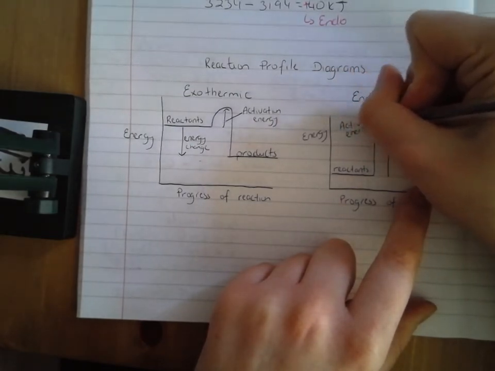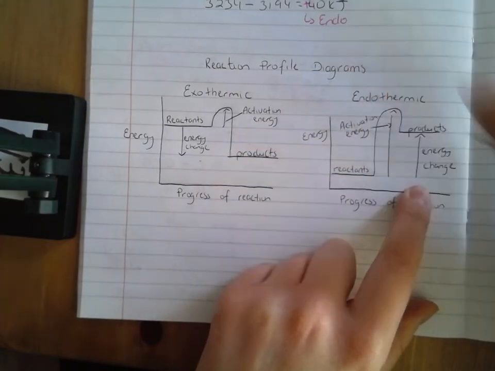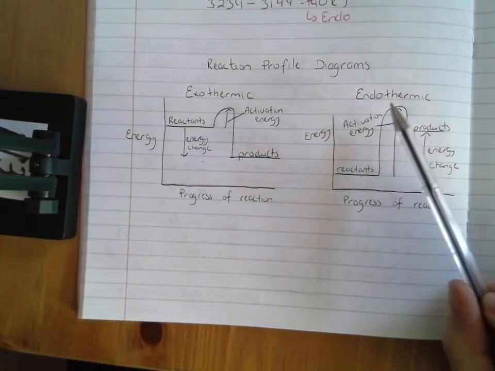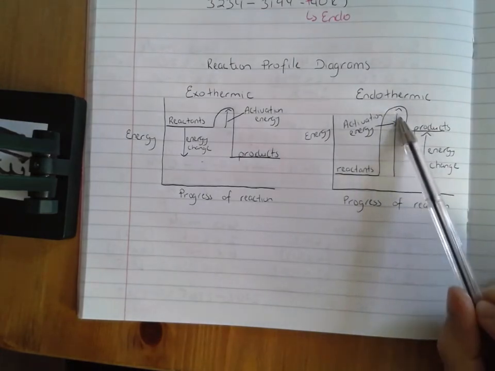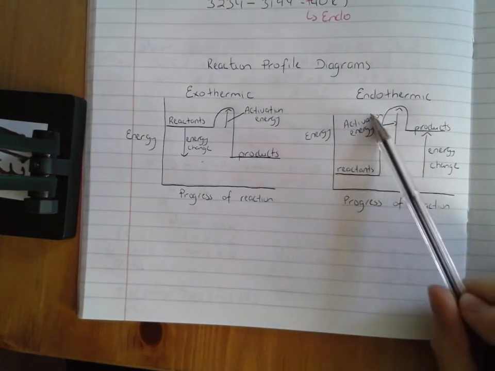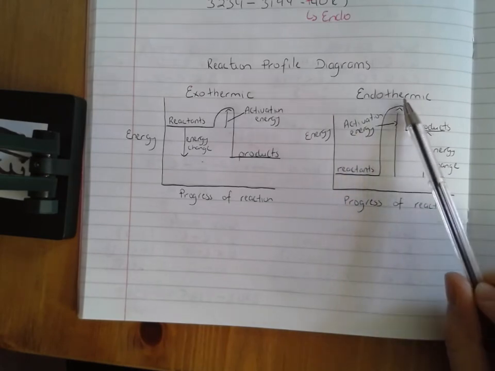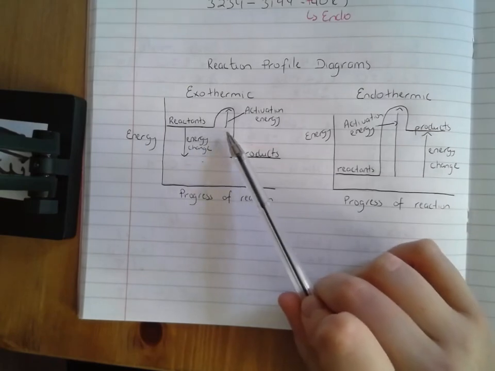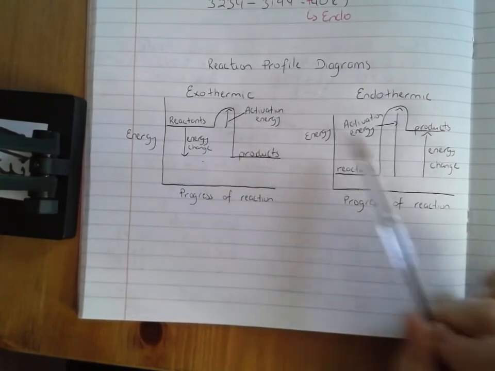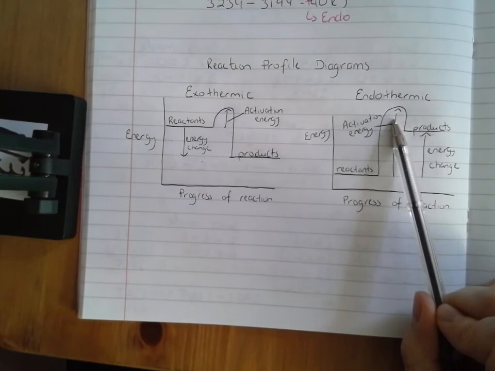What you will see by comparing the two diagrams is that for an endothermic reaction, you need to put a lot more energy in to get the reaction started. The activation energy is a lot higher in an endothermic reaction than for an exothermic. An exothermic reaction doesn't take much energy to get it started. An endothermic reaction takes a lot more.